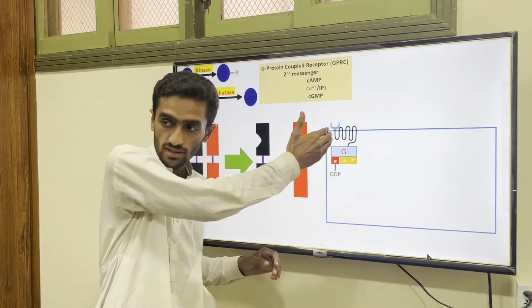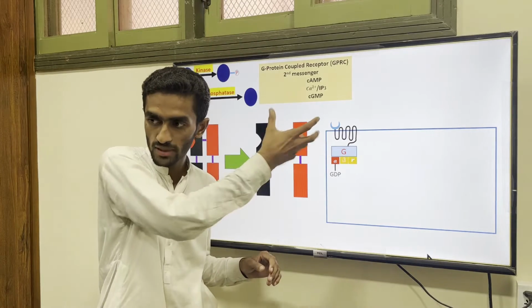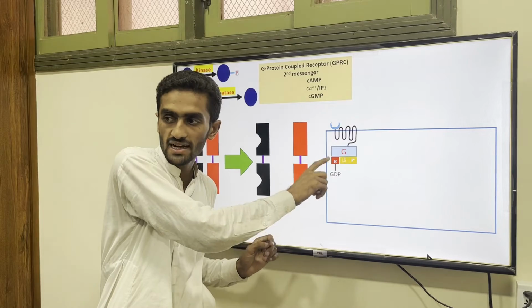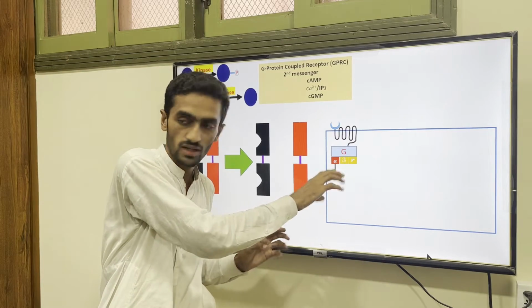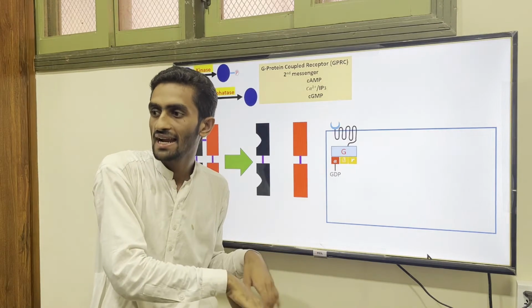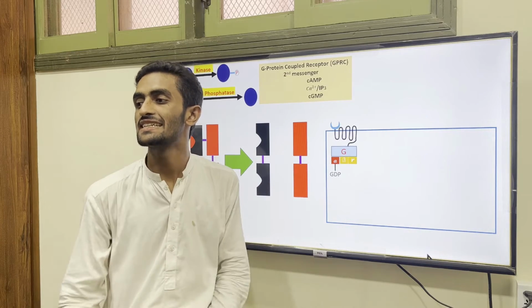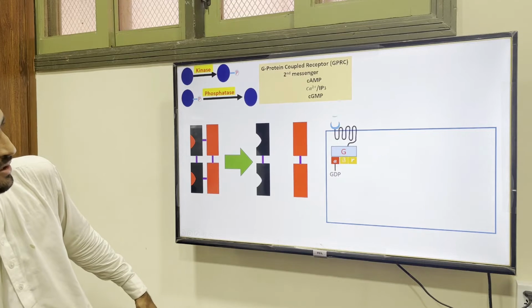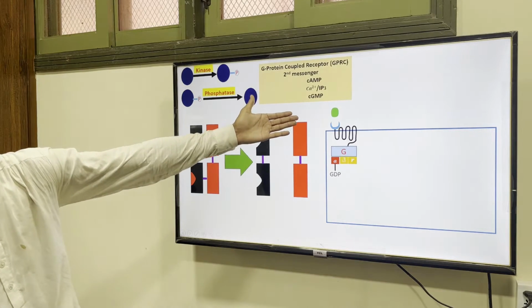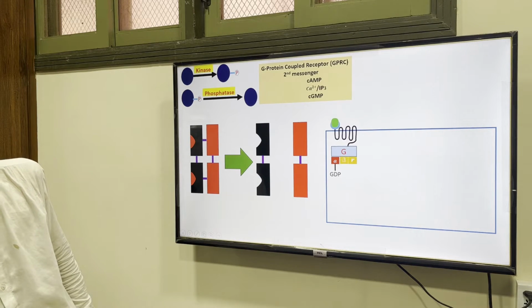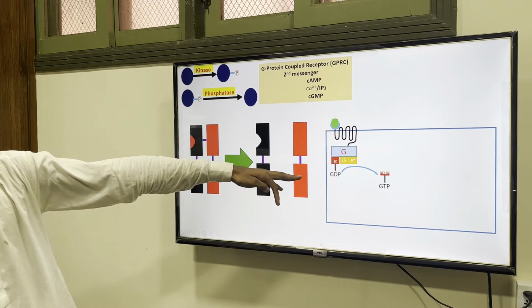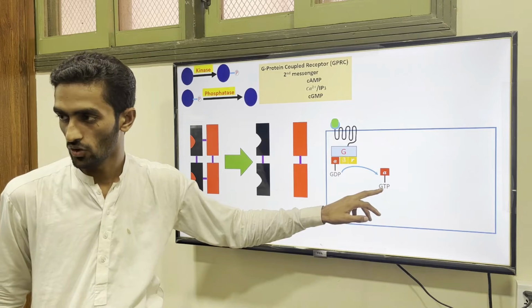So when the receptor comes, the hormone comes and attaches with the receptor. This alpha GDP removes the GDP and attaches with the GTP, alpha GTP. We will look later at what's happening. So for example, here is the hormone. When they attach, what will happen? This alpha GTP will attach with the GTP now.